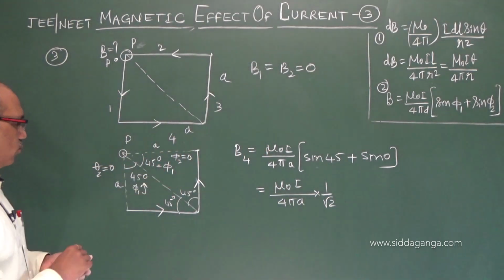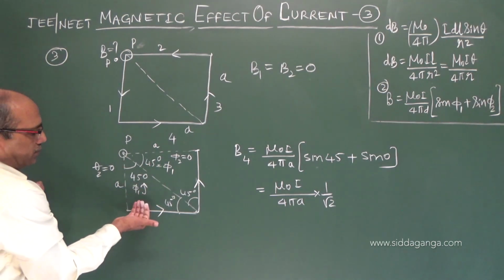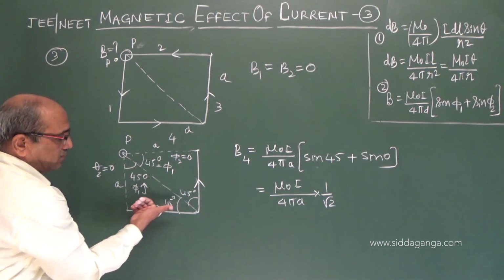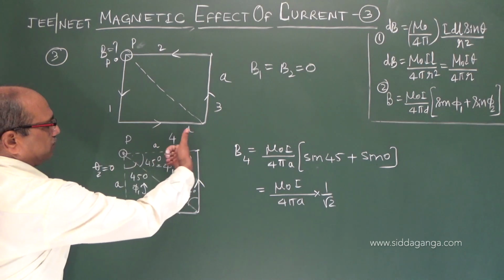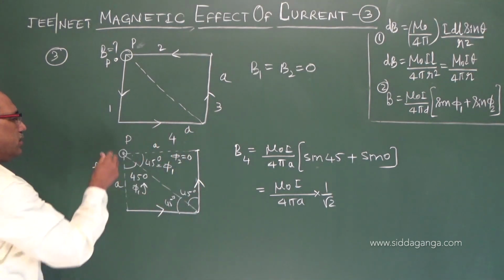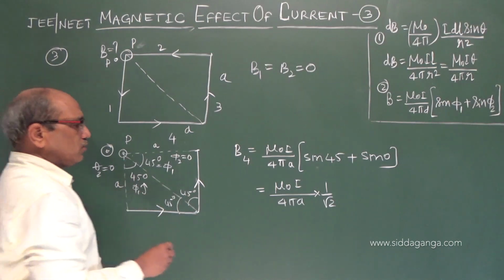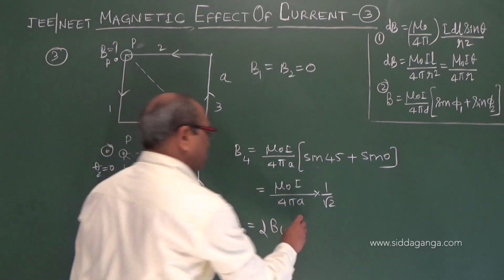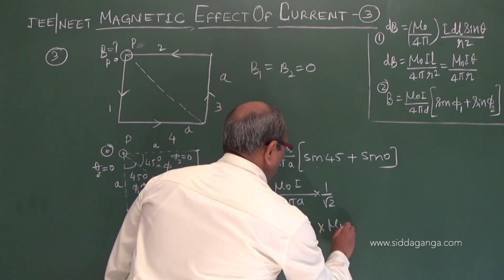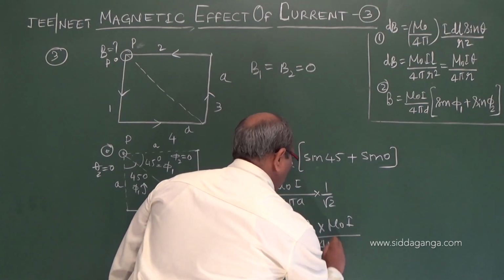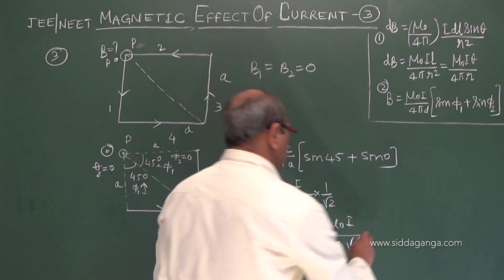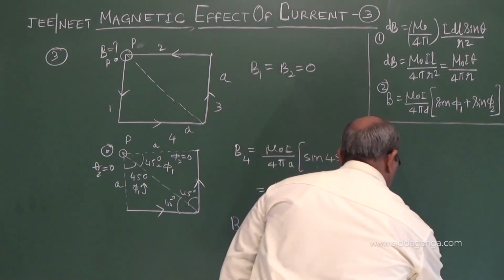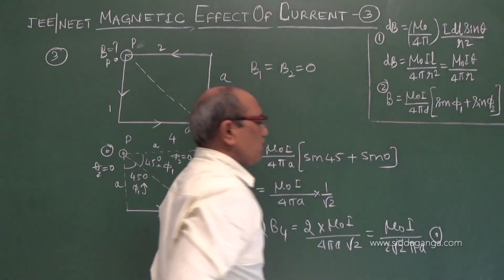If you observe the direction, holding the thumb in the direction of the current, the right-hand thumb rule is followed, and the field is outward. Here also the field is outward, the current being anti-clockwise, so the field is out of the board. On addition, BP is equal to 2 times B4. Magnitude same, direction same: 2 into mu naught I by 4 pi A into root 2. The 2 cancels, and we get mu naught I by 2 root 2 pi A, and the field is out of the board.